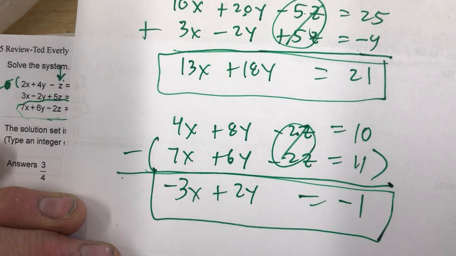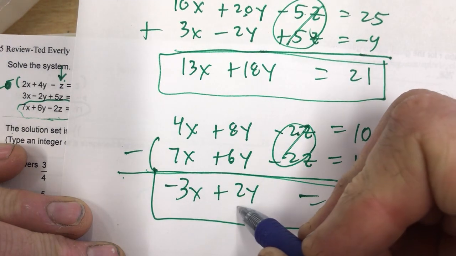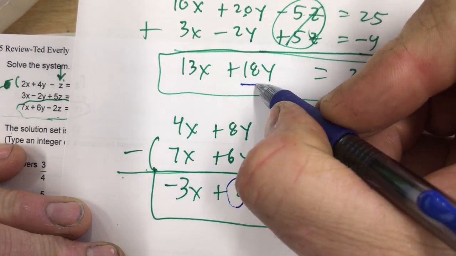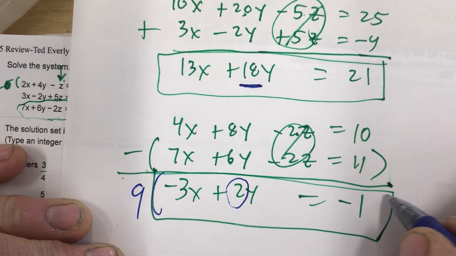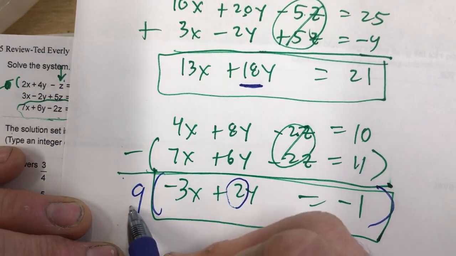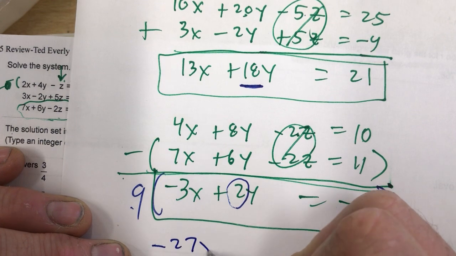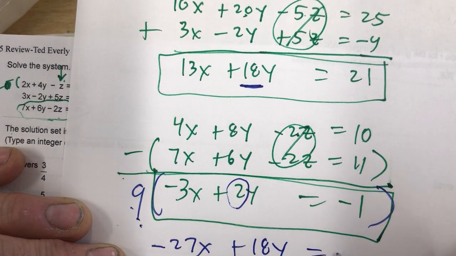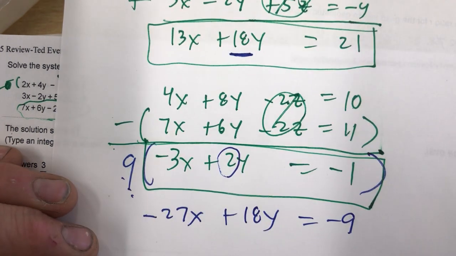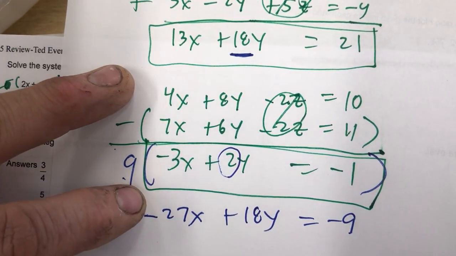Now, I think the easiest way to go here is, since this is a 2y, I can multiply it by 9 to make it equal 18 there. So I'm going to multiply this by 9. So 9 times negative 3 is negative 27x. 9 times 2y is 18y. 9 times negative 1 is negative 9. Okay, and then I'll write this one down here with it.